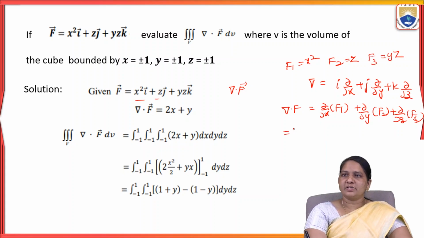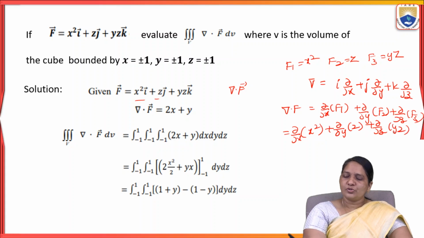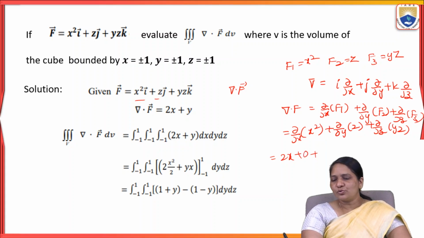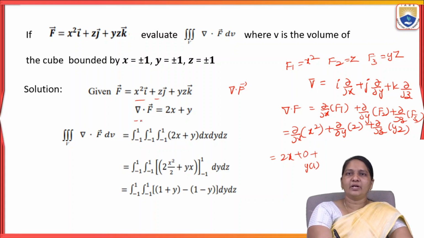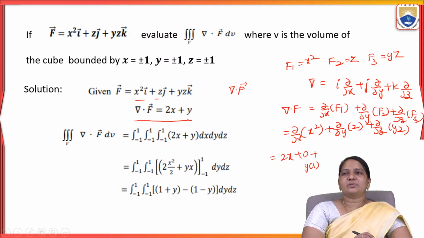Now we are going to replace here: ∂/∂x of f1, which is x², plus ∂/∂y of z, plus ∂/∂z of yz. So ∂/∂x of x² is 2x. Next, plus ∂/∂y of z is 0, plus ∂/∂z of yz, so y into z is y. Finally we got del dot f value is 2x plus y. Here del dot f is 2x plus y.